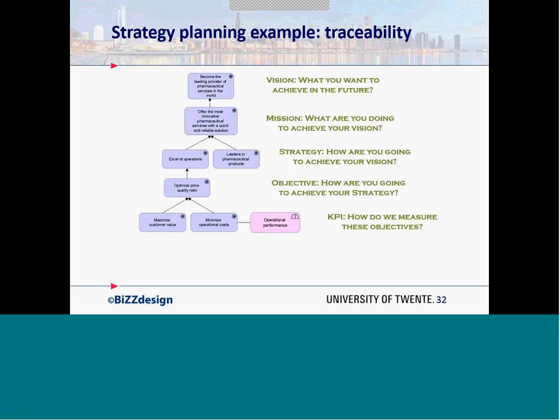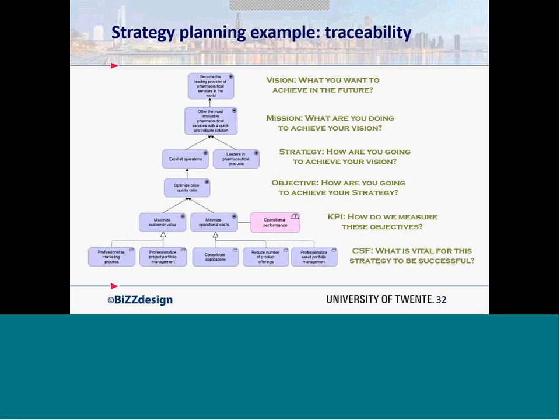And to these kinds of objectives, basically, they assign a KPI. So how do they want to measure these objectives? By operational performance, for example, for minimizing operational costs. From these, they have critical success factors. What is vital for this strategy to be successful? So, for example, for minimizing operational costs, they need to consolidate applications, reduce the number of product offerings, and personalize asset portfolio management. This, I would suggest, is a typical way to model strategy with the use of ArchiMate.